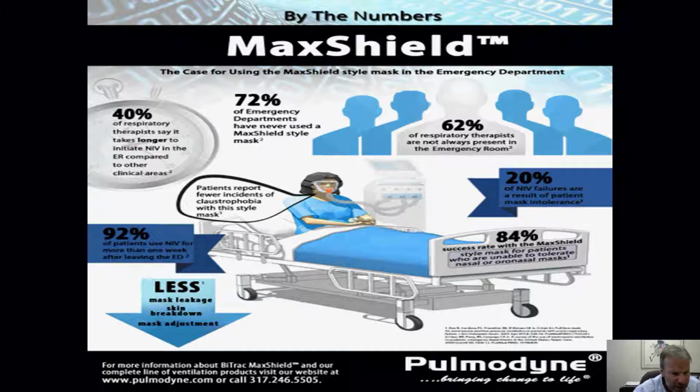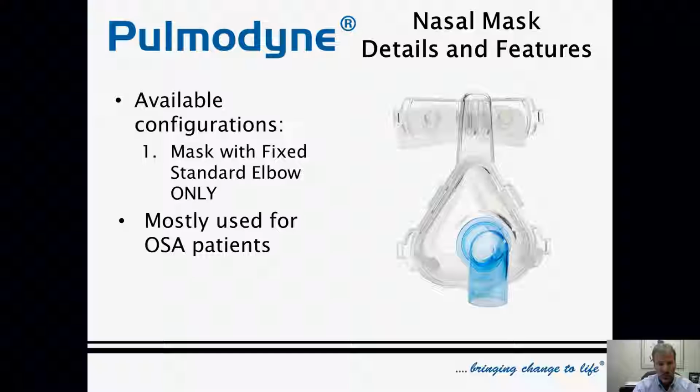92% of patients use NIV for more than 1 week after leaving the ED. These masks they can take home with them and continue to use, both full face and the Max Shield. 84% success rate with the Max Shield style mask for patients who are unable to tolerate nasal or oral nasal masks. So the Max Shield is something we need to be carrying around with us, making sure that the respiratory department and the emergency department know we have it.